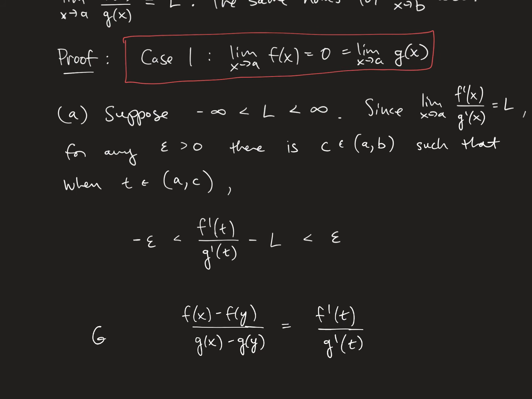Okay, so this is the generalized mean value theorem. So if we take x and y in this interval from a to c, right, so take any x and y in there, then there's going to be a t in between those x and y, so that t is also necessarily going to have to be in the interval from a to c. And then we'll have that this minus L is between epsilon and negative epsilon. That'll tell us that f of x minus f of y over g of x minus g of y minus L is also between epsilon and negative epsilon.